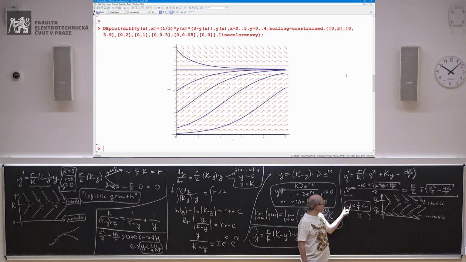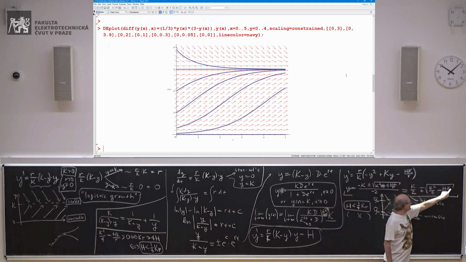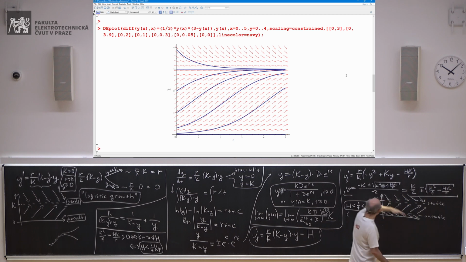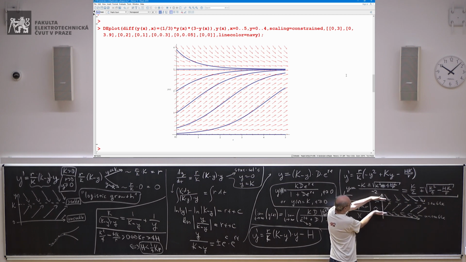What happens when h gets larger and larger? Well, I will be making this number larger, so this whole number, because I'm subtracting, will be smaller. It will be getting closer to 0. These two equilibria will be getting closer and closer to k over 2. So the safety strip, this is a safety strip. If I keep population here, it's safe. The safety strip will be getting more and more narrow.